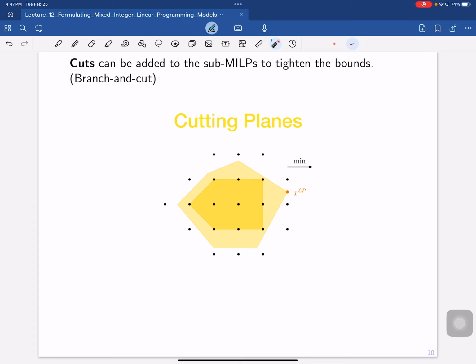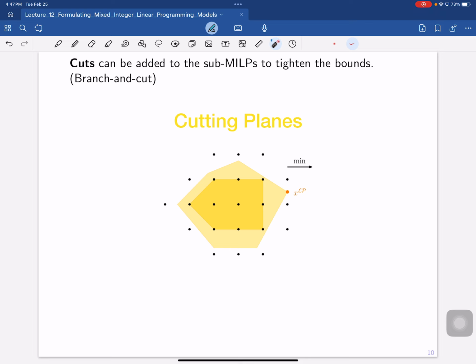However, let's assume you are really smart and you happen to get this dark yellow region here. This dark yellow region is also a polyhedral set, you just don't know how to get it. If you happen to get this region, you don't need to branch anymore, because for this dark yellow region, all the vertices are integer feasible. But of course, we don't know how to get that description.